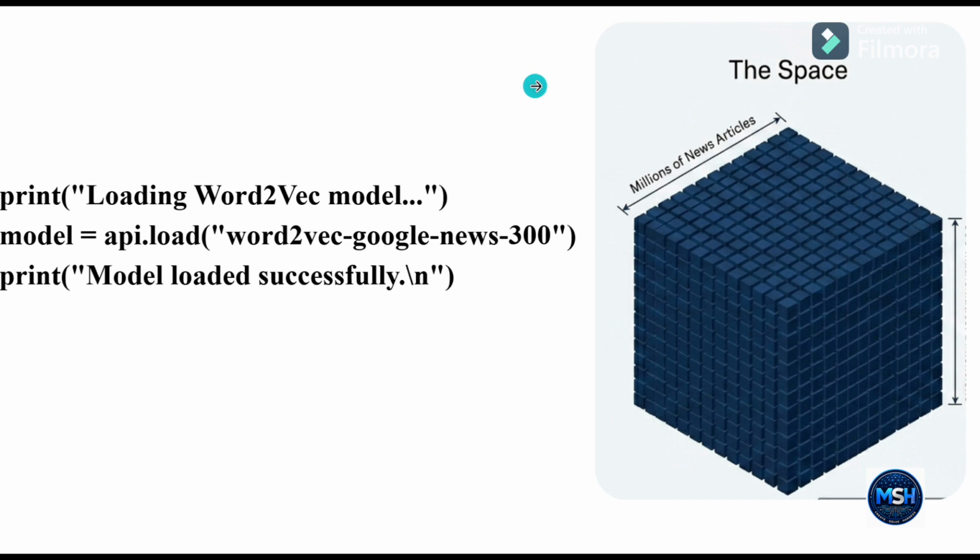This is the print of the heading, and module is equal to api.load, using the libraries we imported in the previous lines of code. We load a module. Which module? Word2vec, which is trained on Google News, and each word is represented as a 300-dimension vector. Then print module loaded successfully.